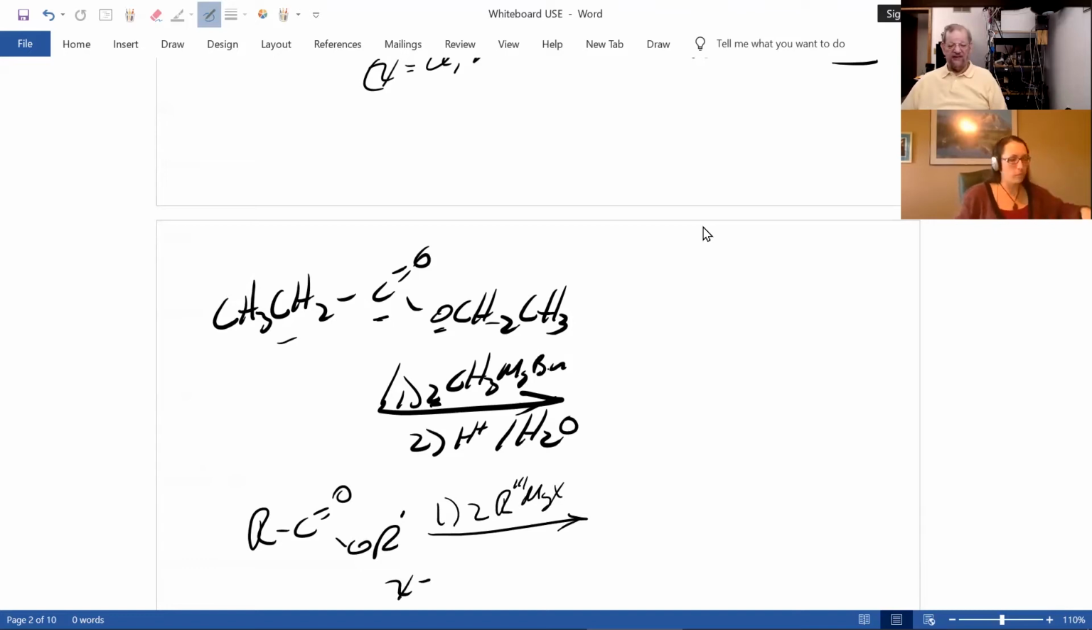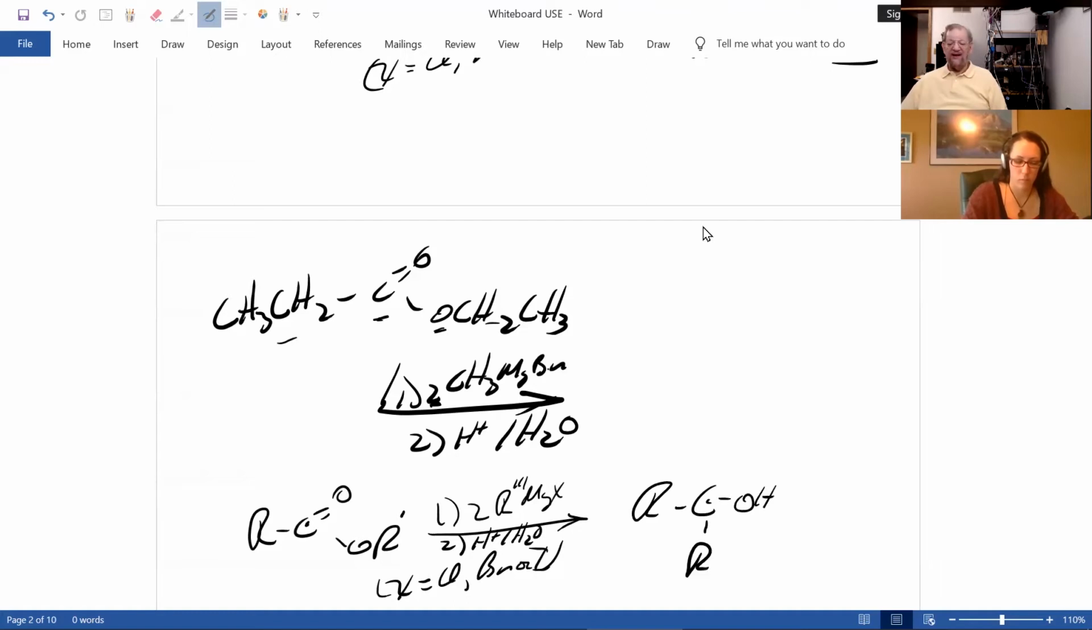Remember, X can be chlorine, bromine, or iodine. Second step, acid and water. Keep your eye on the carbonyl carbon. What's attached to it? R is still there. It has a hydroxyl group, so you become an alcohol, and you make not one, but two carbon-carbon single bonds, something very rare from the Grignard. You get a second alcohol, which is R prime from here.